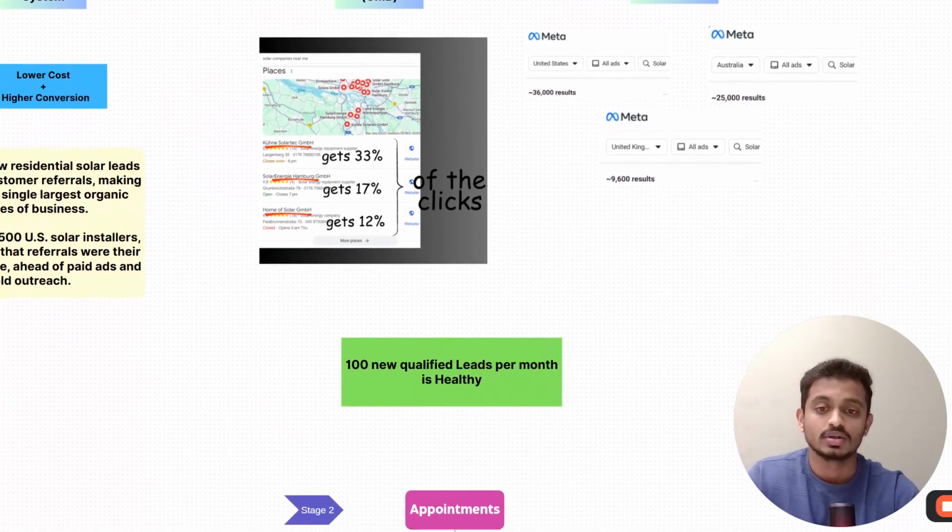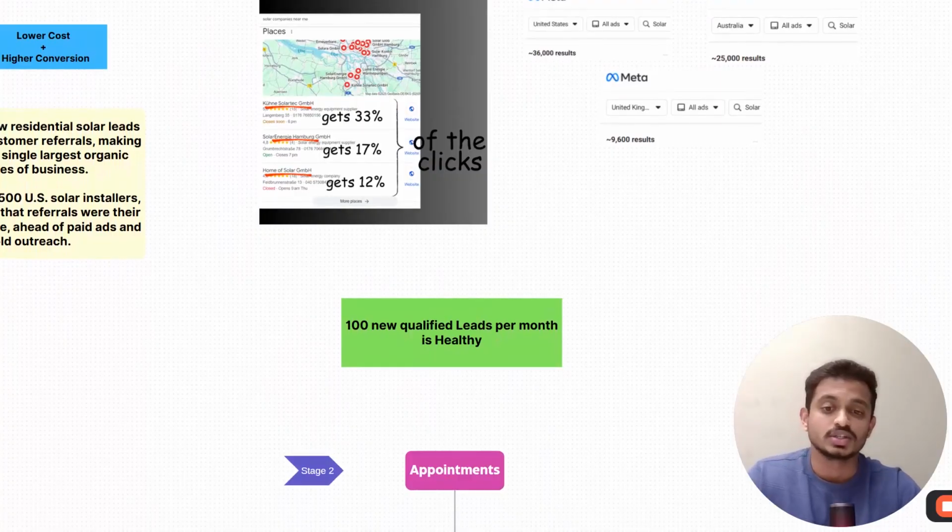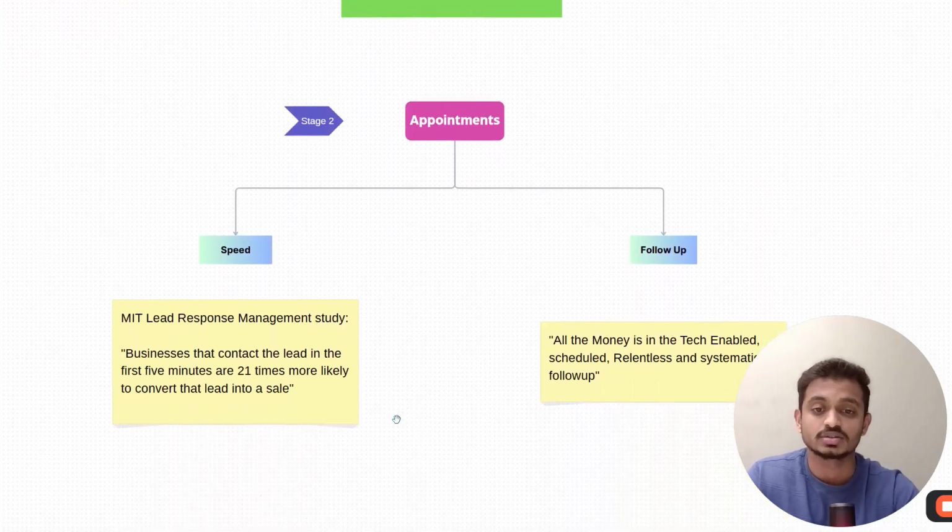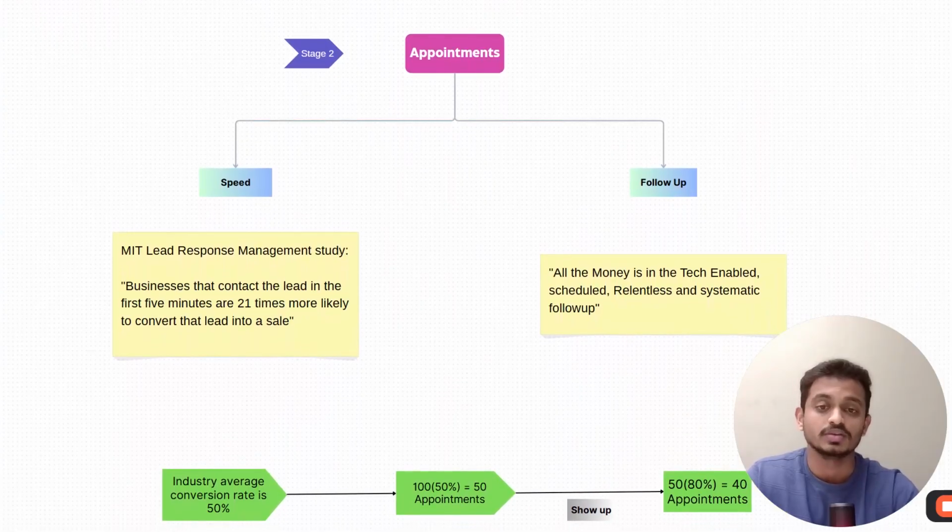So, to evaluate your situation, if you are able to get 100 new qualified leads per month, that is decent and healthy at the moment. And let's move on to stage two, that is appointments, which is where we take the leads and convert them into booked appointments. You wouldn't believe this, but most of the companies have a bottleneck in conversion. That is because the number one factor in converting any lead into an appointment is speed.